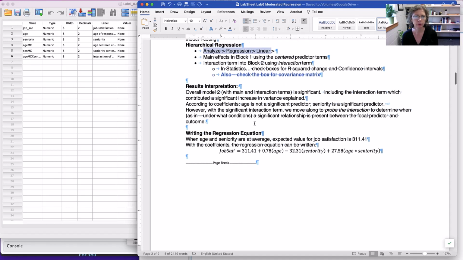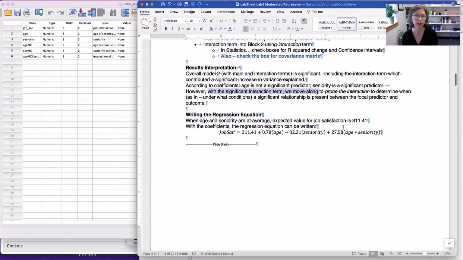Okay, so the overall model is significant, and including the interaction term contributed to a significant increase in the variance explained. According to the coefficients, age is not a significant predictor, but seniority is. And with the significant interaction term, we're going to move along to probing the interaction. Now we can go ahead and write the regression equation because it's built from the final model here.